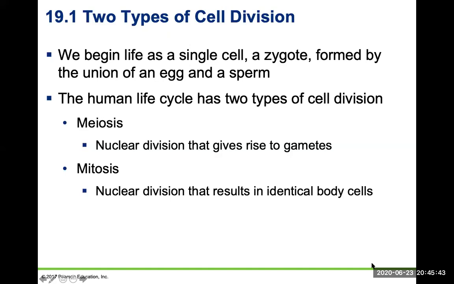So we begin life as a single cell or a zygote formed by that fertilization or union of an egg and a sperm. And the human life cycle has two types of cellular division. Meiosis is the nuclear division that gives rise to gametes, or the sex cells, and mitosis is the nuclear division that results in identical body cells. So most of our cells go through mitosis, but our sex cells, our eggs and sperm, go through meiosis.